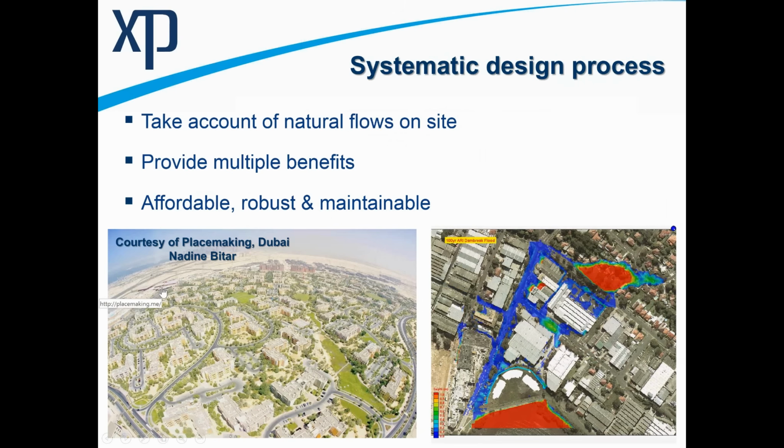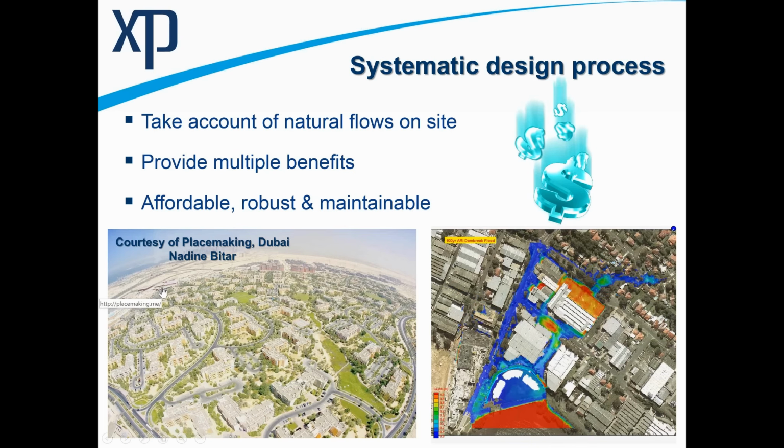So what I'm going to show you now is a systematic design process. We need to take account of natural flows on site, because if we don't, you'll be maybe familiar with this video that I've shown in previous webinars, we're paying the penalty, and that is costing us far more than getting it right first time. If we get this right, we can provide multiple benefits.